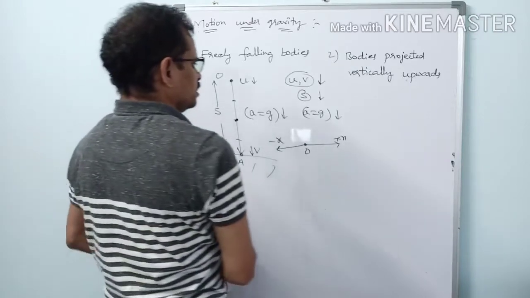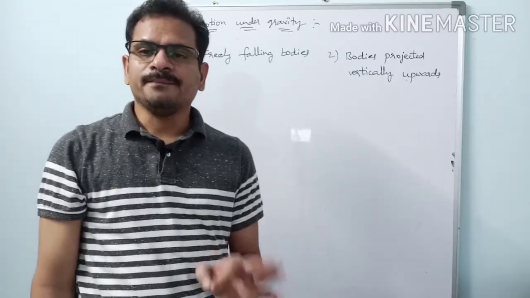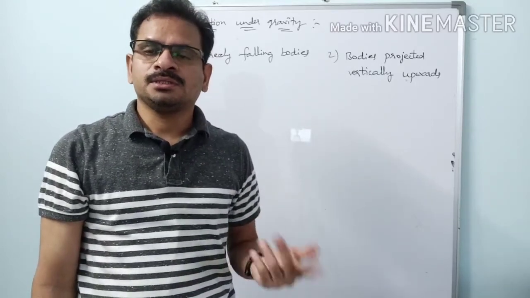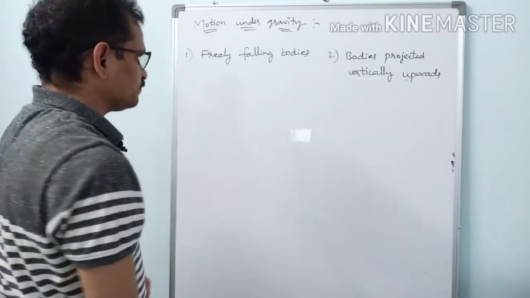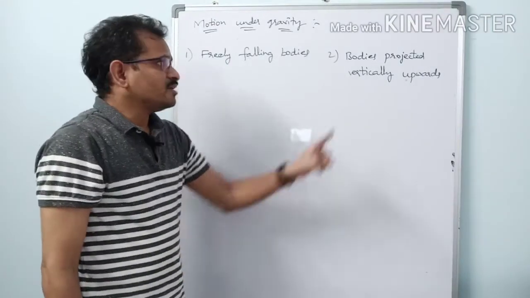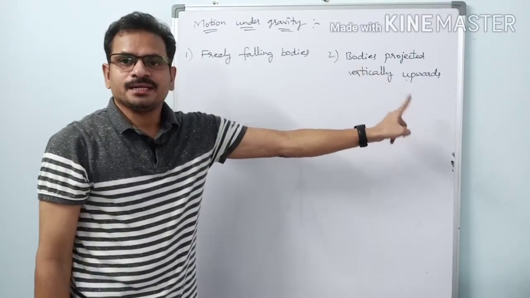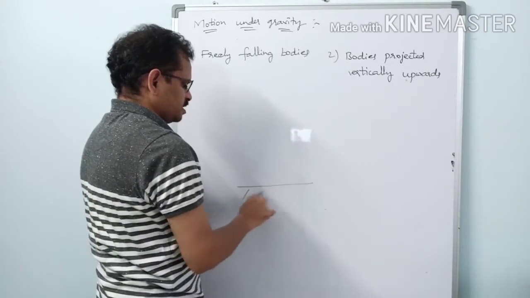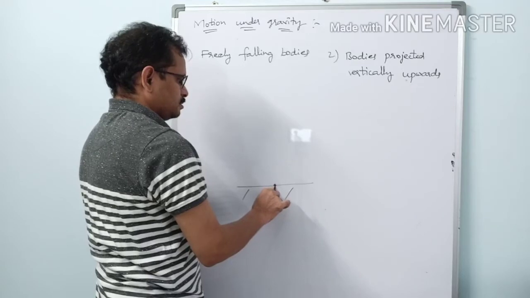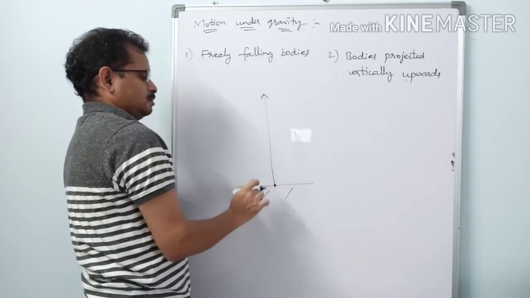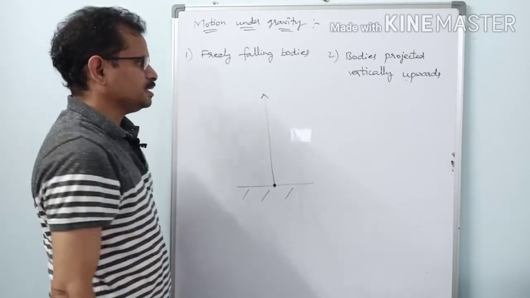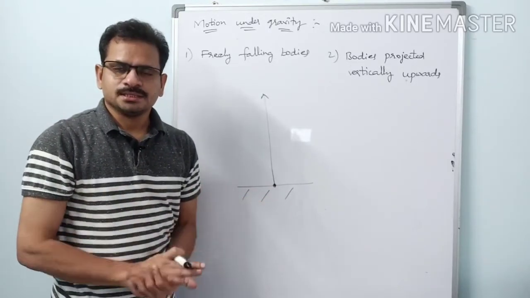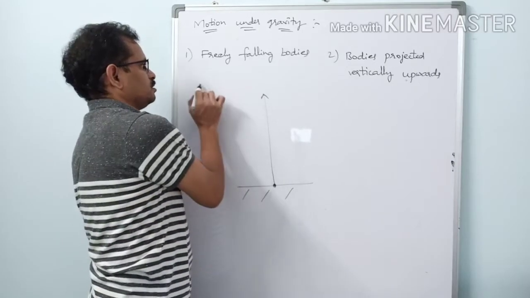We can directly use the equations. So just replace a with g in the kinematic equations. Simply we can use those equations, no problem. Now the case is with bodies projected vertically upwards. See what happens here. If a body is projected vertically upwards, we can study this case under two cases. Case 1 is this one.